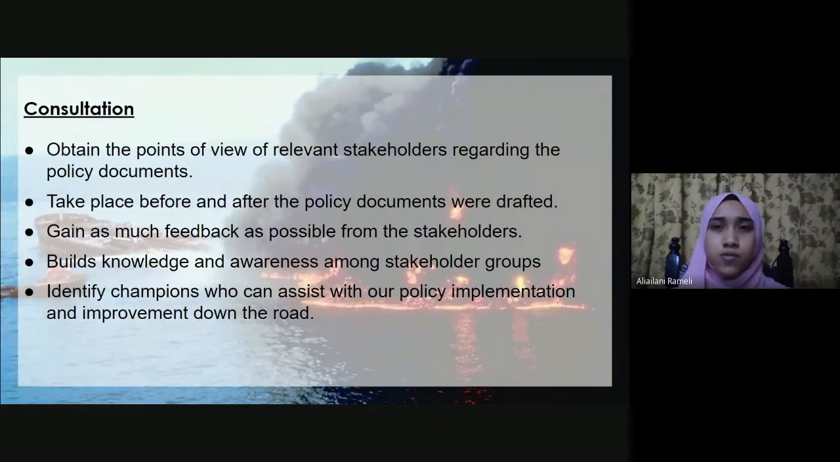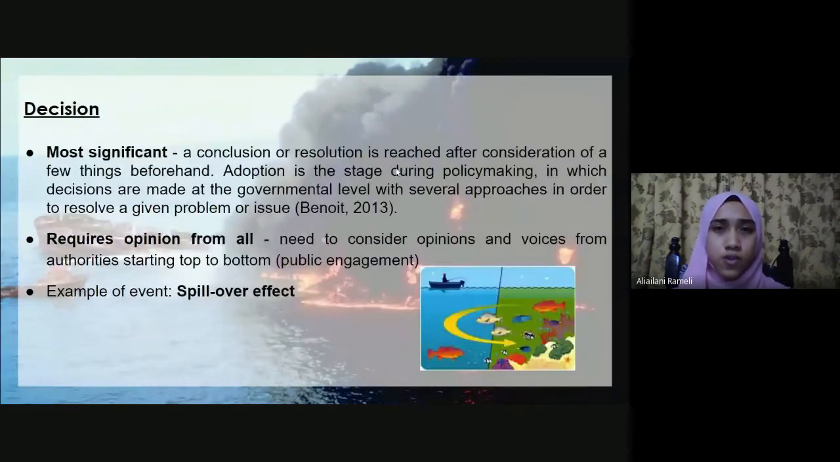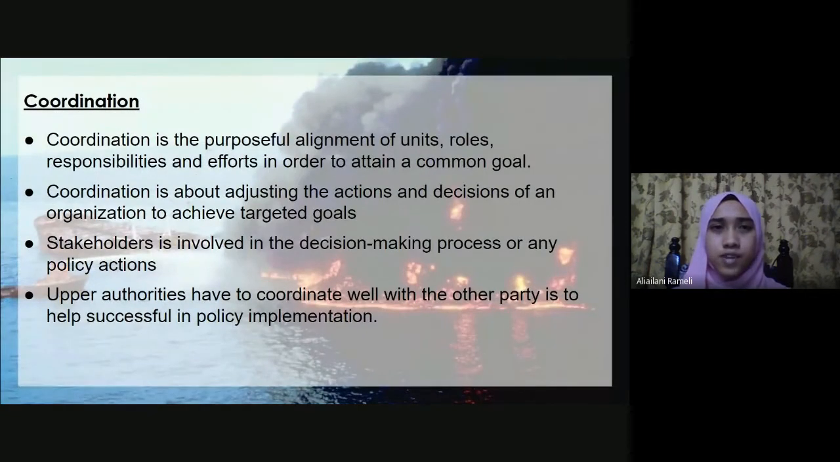Consultation helps to gain as much feedback as possible from the stakeholders, and it also builds knowledge and awareness among the stakeholder groups. Consultation also helps to identify champions who can assist with our policy implementation and improvement down the road. The next step is coordination. Coordination is the purposeful alignment of units, roles, responsibilities, and efforts in order to attain a common goal.